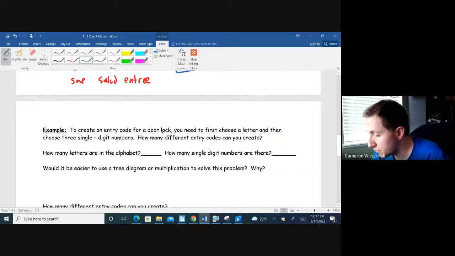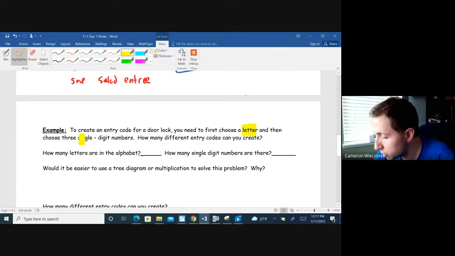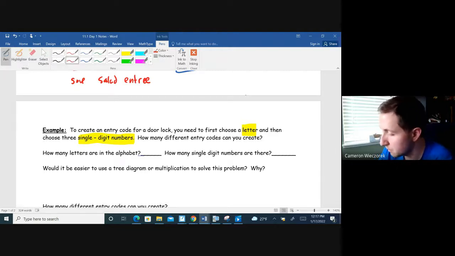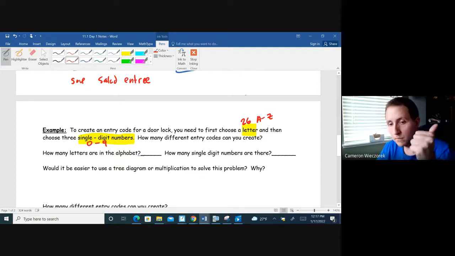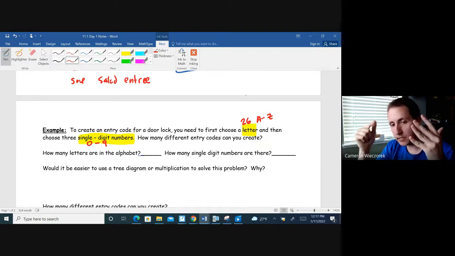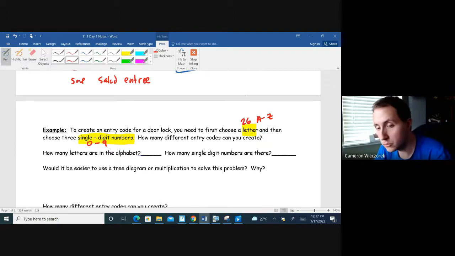To create an entry code for a door lock, you need to first choose a letter and then choose 3 single-digit numbers. How many different entry codes can you create? Okay, so first thing, just a little bit of information, because a lot of the problems you're going to do are going to deal with letters and digits. There are 26 letters in the alphabet, A through Z. Whenever it says single-digit number, we are thinking of 0 through 9. So 0 counts, which means you have 10 possibilities. 0, 1, 2, 3, 4, 5, 6, 7, 8, 9 would be 10 numbers you can pick from.